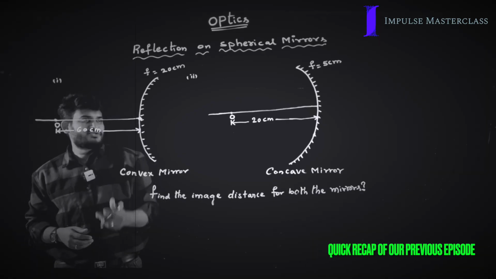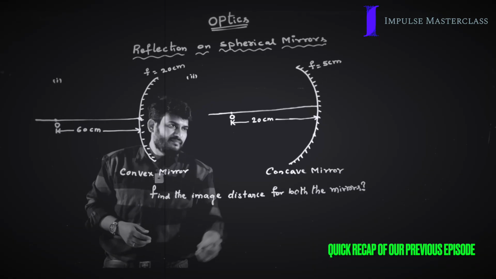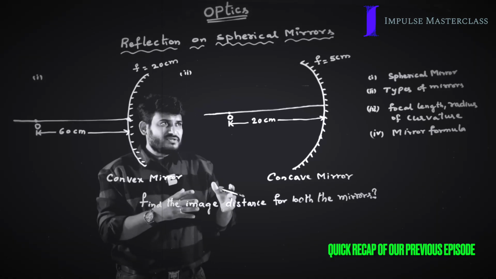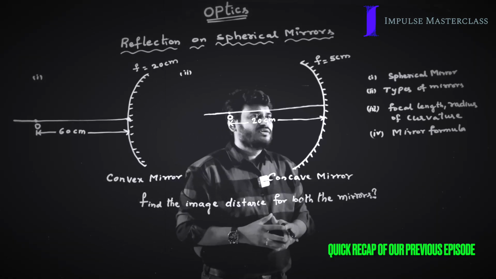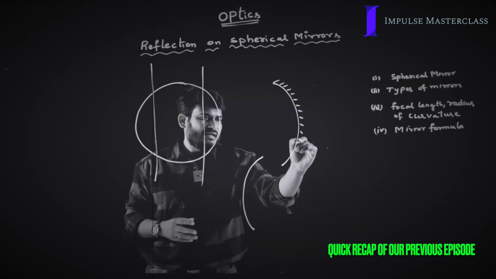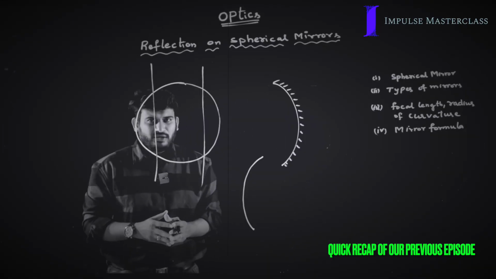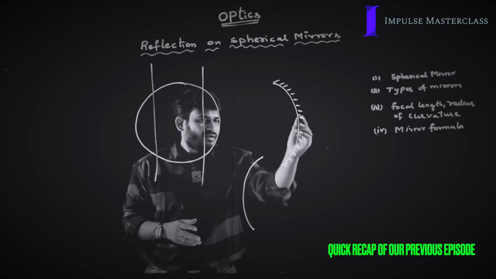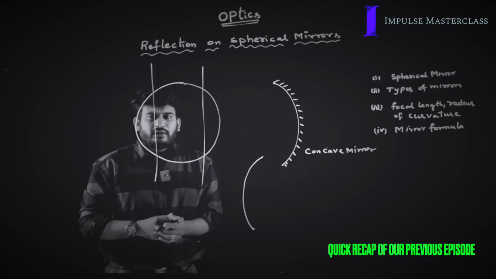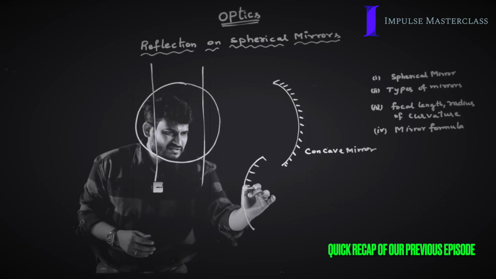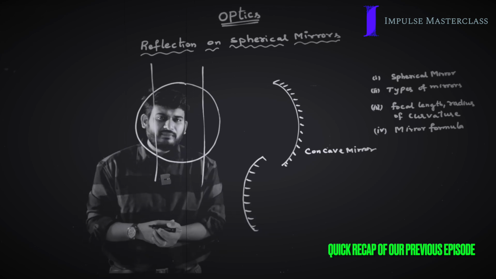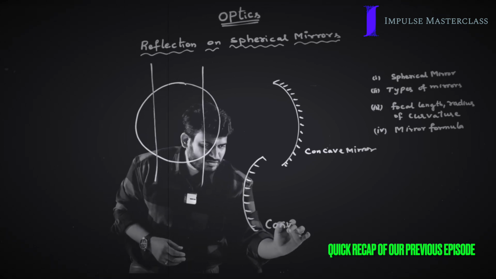Students, let's have a look at these two questions. This one is a convex mirror, this one is a concave mirror. First of all, you have to concentrate on these four important concepts. If the outer surface is polished, that is called a concave mirror. In case the inner surface of the curved surface is silver polished, that is called a convex mirror.